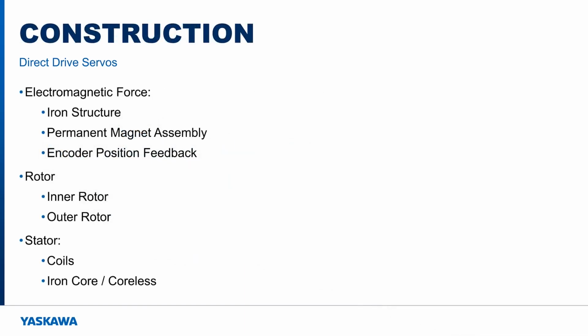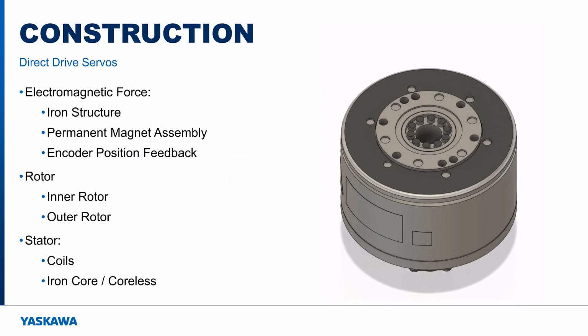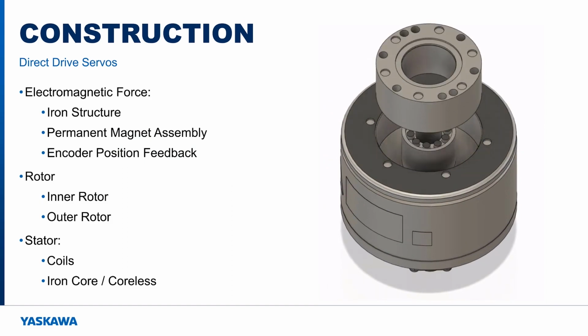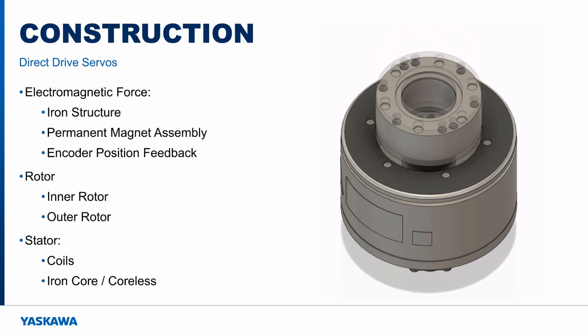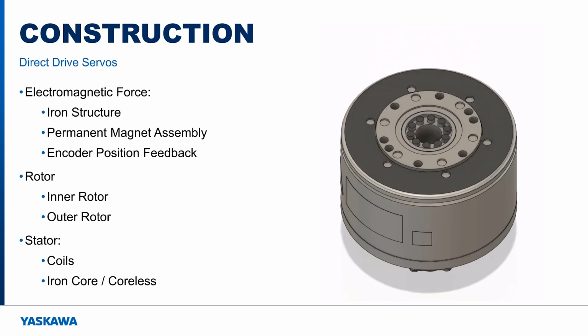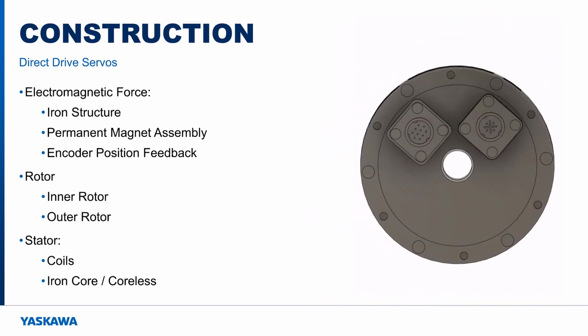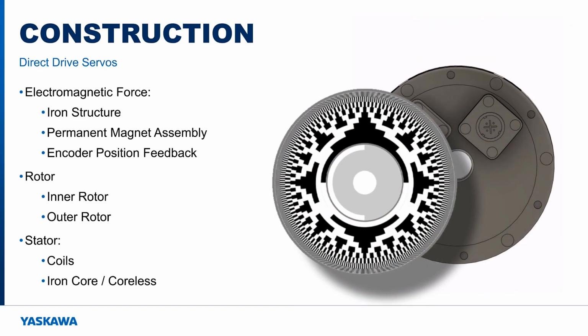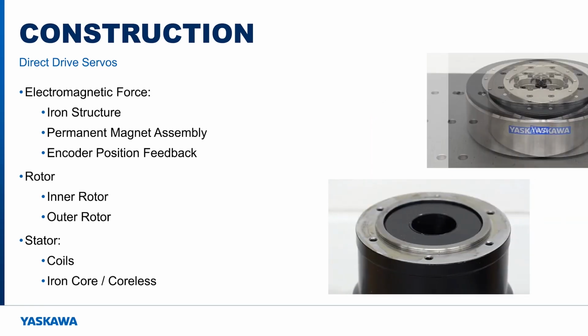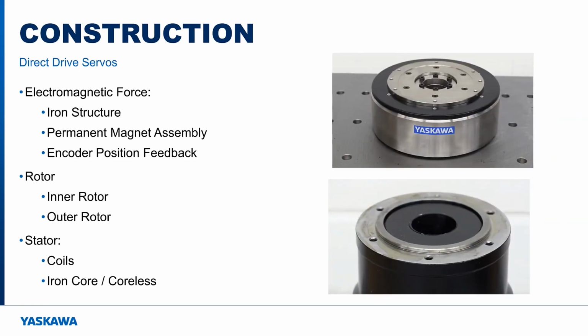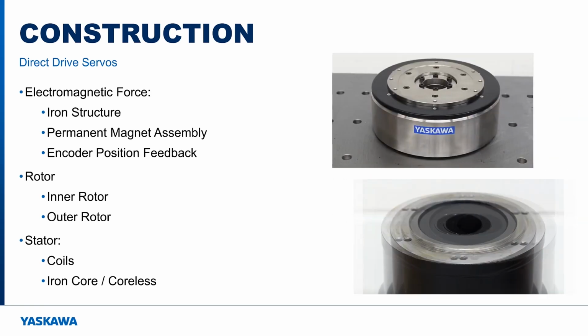Like a standard servo motor, the rotor of a direct drive motor is built from an iron structure with an assembly of permanent magnets. The coils in the stator produce a moving magnetic field, which applies torque in the desired direction. Position feedback to the control system is provided through a rotary encoder. Two basic rotor design layouts exist, inner rotor and outer rotor.